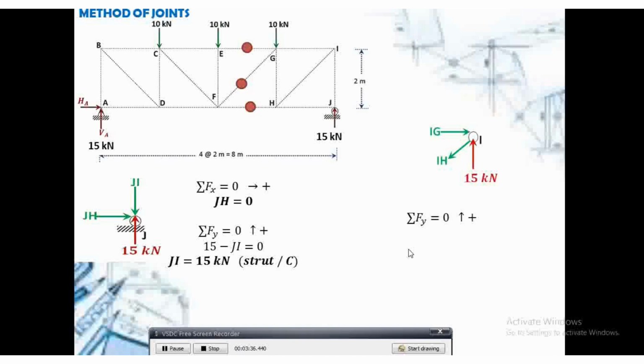If I take summation of forces along the y-axis, upwards positive. Upward si 15 kaya positive. Di ba yung discussion natin kanina, since IH is nakaslant siya at a certain angle at yung angle na yun is 45 degrees, the vertical component of IH is IH sine 45. Now, inputting this in your calculator, my IH is equal to 21.21 kilonewtons. Again, the direction of my IH is away from the joint, therefore that is a tie.